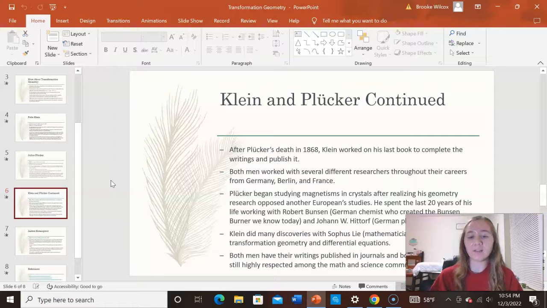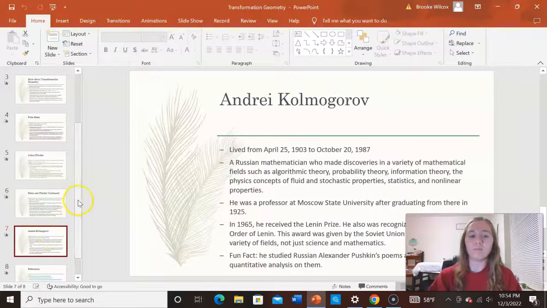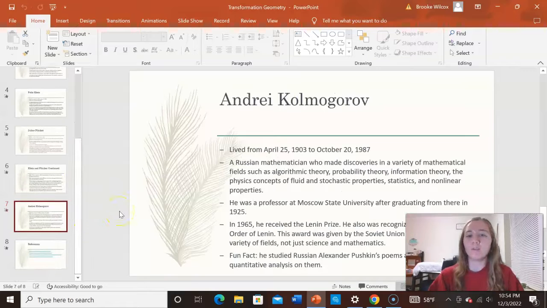They are both still highly respected among the math and science community. So both of these men were prominent in transformation geometry discoveries. They are both highly credited with the geometry itself, and both have journals and entries with all of their work published in different areas of the world today.